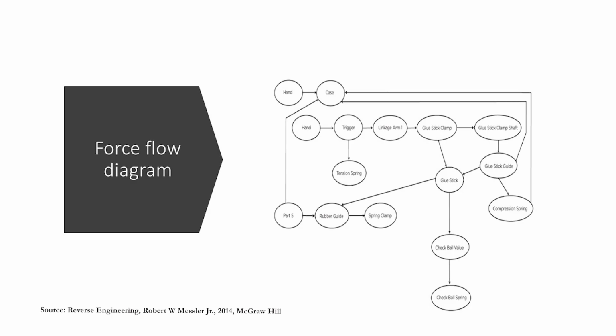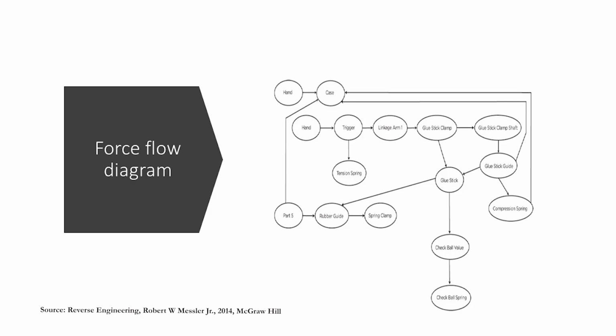So, when you press the trigger, it also goes to a tension spring as well as the linkage arm. So, if there are two parts to which the force flows, then you want to be showing them separately, and then that force goes through to the glue stick clamp. So, you want to be showing all of the parts through which the force flows. So, that is how you get your force flow diagram.